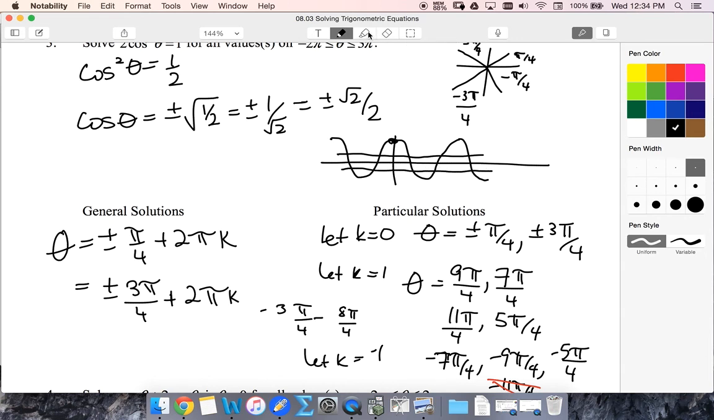So I should have a total of 1, 2, 3, 4, 5, 6, 7, 8, 9, 10 answers. All right. 1, 2, 3, 4, 5, 6, 7, 8, 9, 10, 11. Ooh, this one is also bigger than the negative 2 pi. So cancel that one out as well. So here are all my particular solutions using the graph to help me and using my own logic to help me.